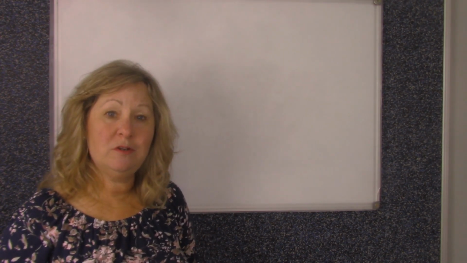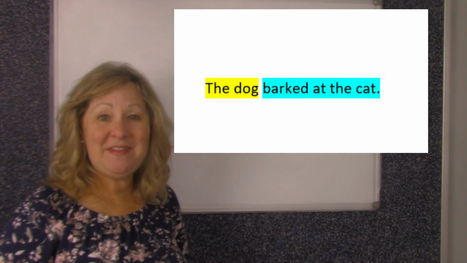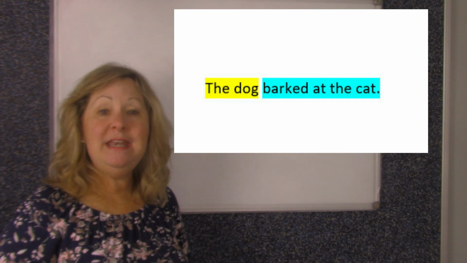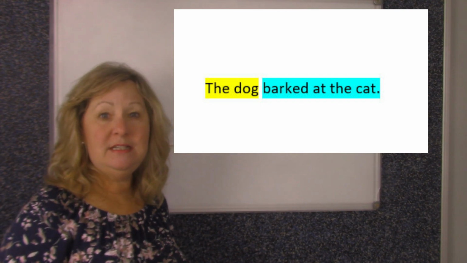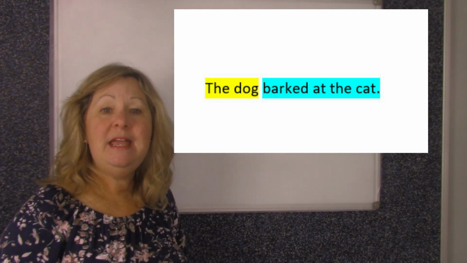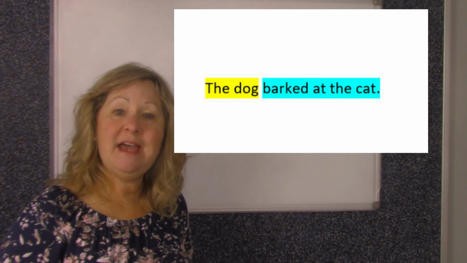Here is a sentence we're going to look at first. The dog barked at the cat. The subject is the noun that this sentence is about. In this case, it's the dog. And what the dog did is the predicate, barked at the cat.